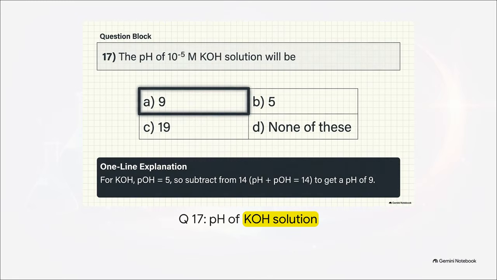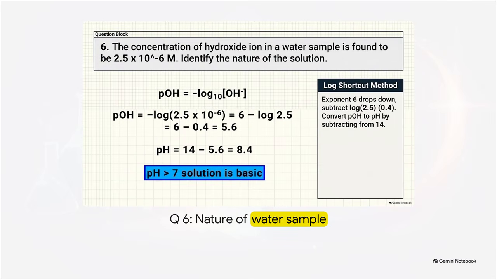Question block, 17. The pH of 10 to the power of negative 5 M KOH solution will be A. 9, B. 5, C. 19, D. None of these. Answer is A. One-line explanation. For KOH, pOH equals 5, so subtract from 14, using pH plus pOH equals 14 to get a pH of 9.